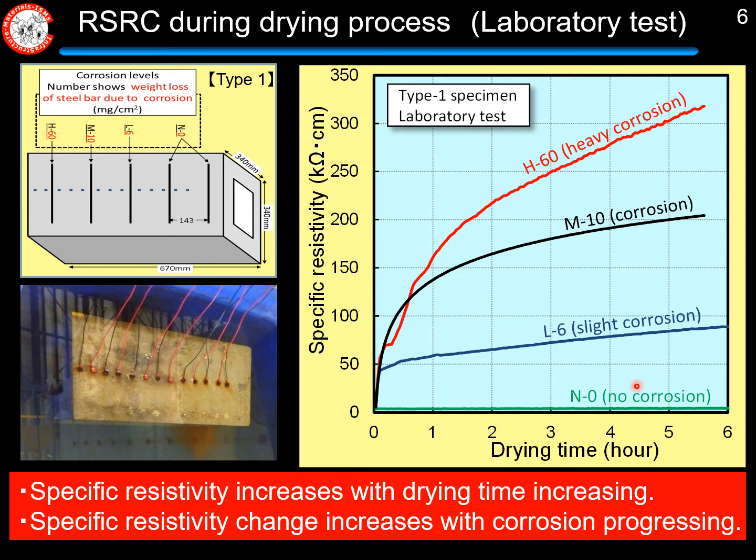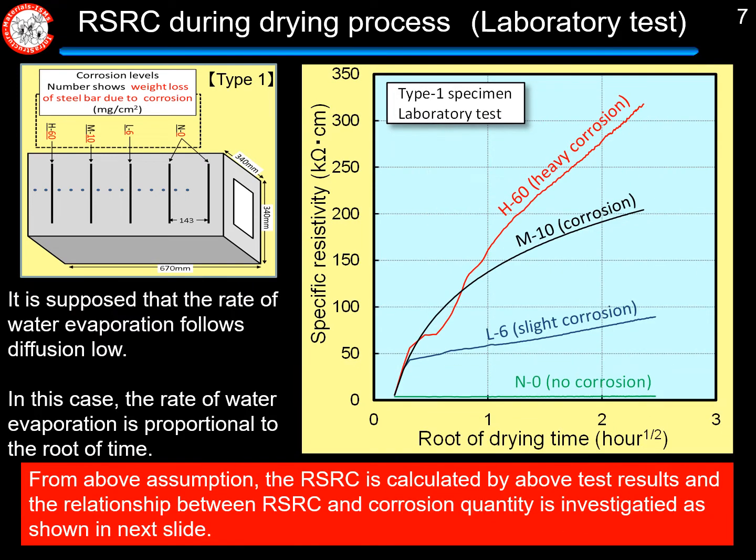Also, the specific resistivity change increases as corrosion progresses. Especially in the case of heavy corrosion, the specific resistivity becomes highest. In the drying process, the rate of water evaporation follows the diffusion law. In this case, the rate of water evaporation is proportional to the root of time. Considering this, the result of the laboratory test was converted to the relationship between specific resistivity and the root of drying time.